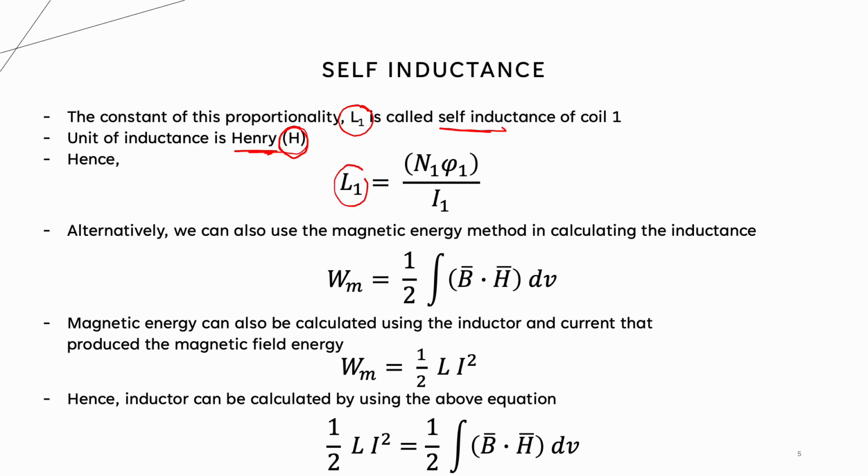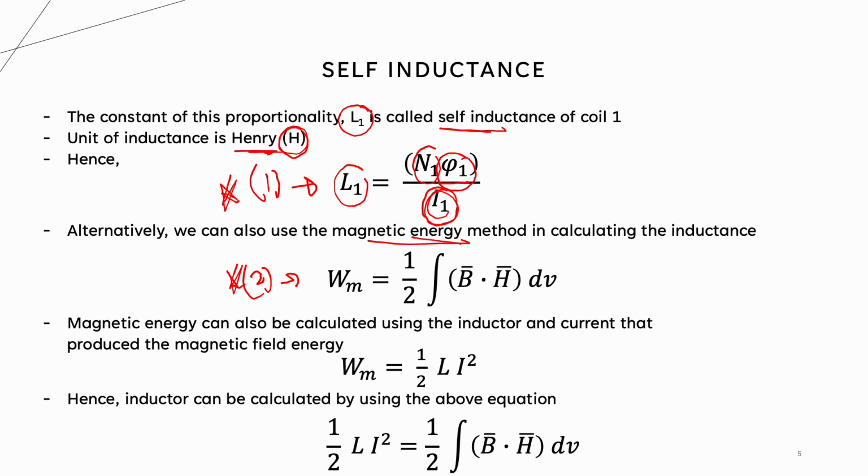So L1 is equal to N1, the number of turns, multiplied by the flux, divided by the current supplied. Alternatively, there is another way to find the flux. This is the first method to find flux. There is another method, which is by using the magnetic energy comparison.